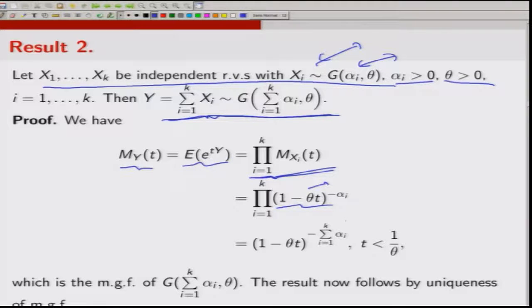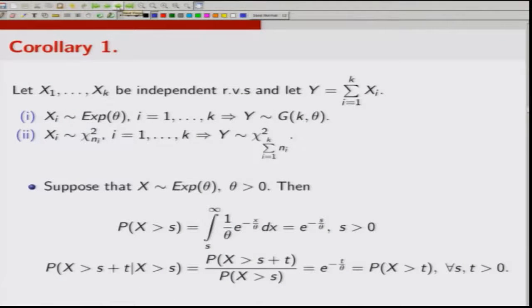If that is happening, then I can write this product as 1 minus theta t to the power minus summation i equal to 1 to k alpha i, for t less than 1 by theta. This is clearly the MGF of gamma with shape parameter summation i equal to 1 to k alpha i, and scale parameter theta. So, hence the result follows. So, gamma distribution has reproductive property. In particular, exponential distribution and chi-square distribution have reproductive property.